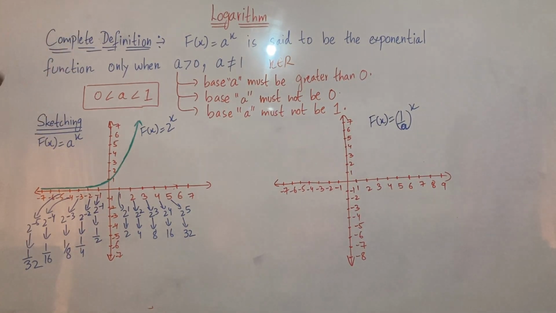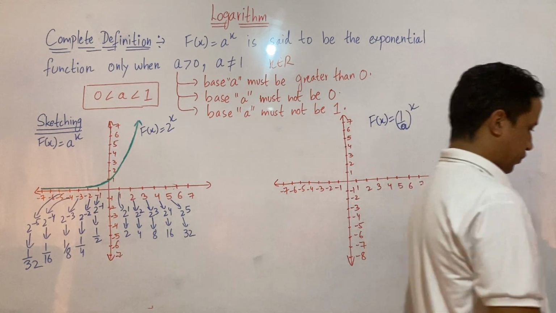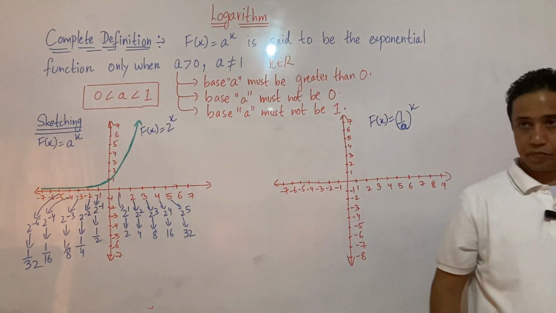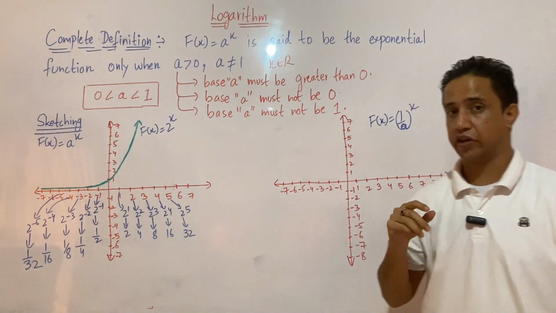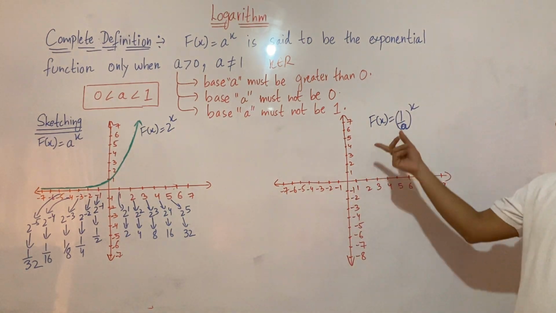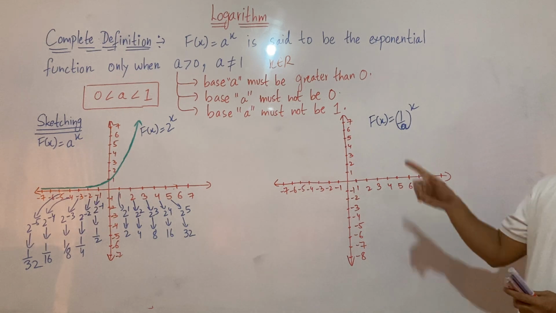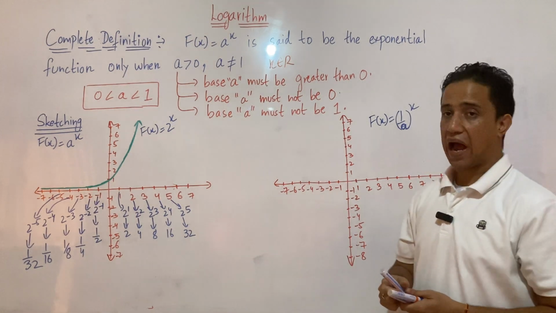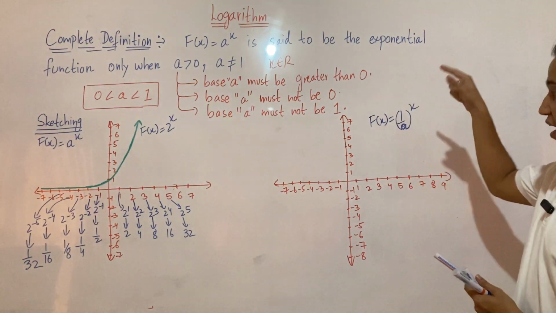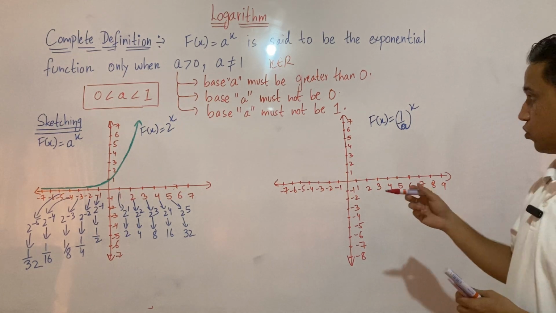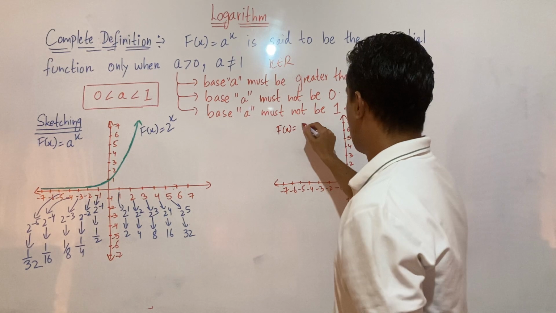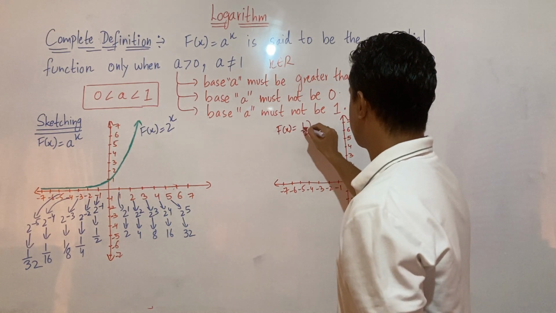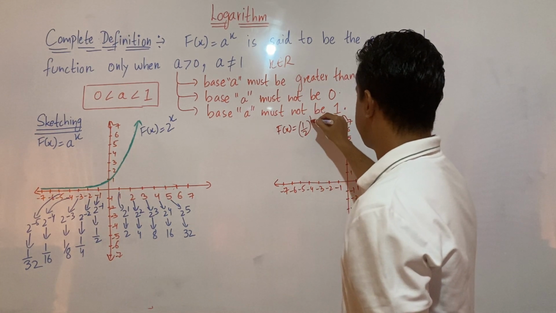All right, guys. So on the right side of the board here, I'm going to sketch the graph for f(x) = (1/2)^x. Okay, so this is going to be the graph for f(x) = (1/2)^x.